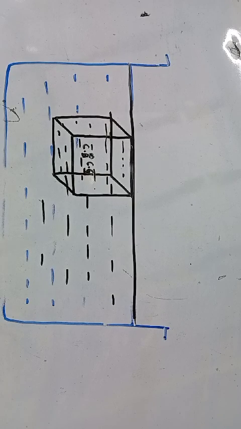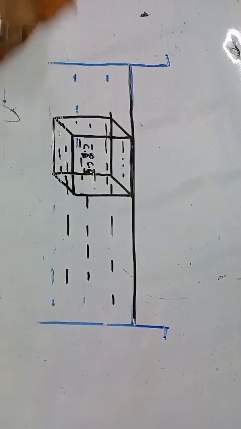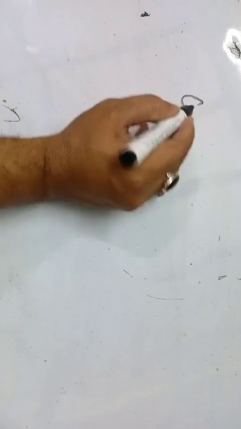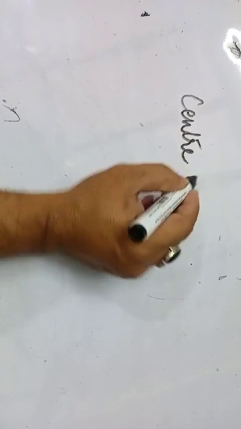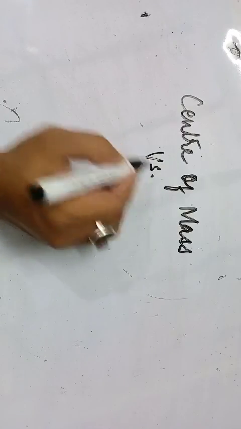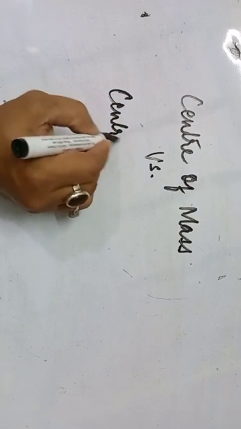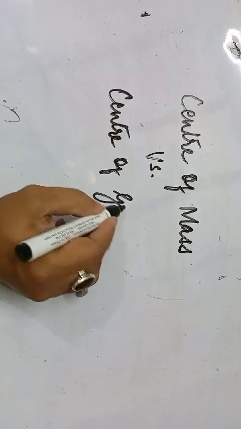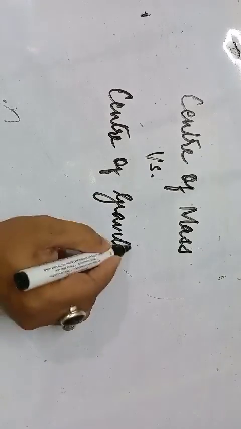Now we are going to go to a different difference, and it will again have the word center of gravity, but it will be compared this time with center of mass. So let's say we have center of mass versus center of gravity. Although center of gravity is the term that is more commonly used, and we usually neglect center of mass, we must understand the difference.